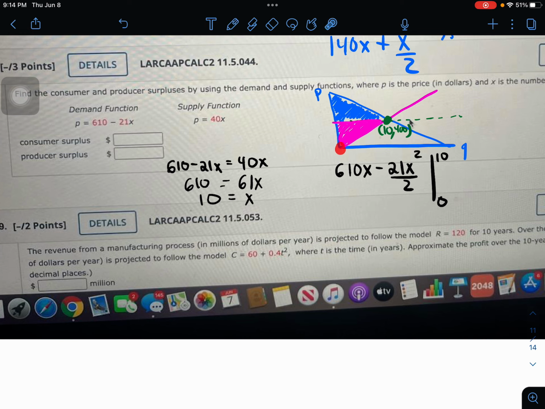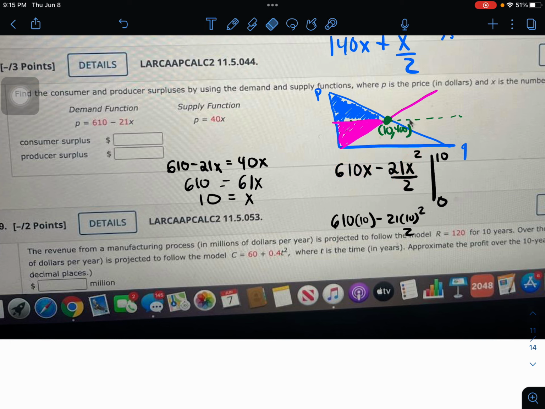That comes from here. That's 0. If I go down, that's 10. So I'm evaluating it from here to here. I'm trying to find that area right there. And just like my last problem, I'm going to put a 10, the upper limit, into my x's. So I'm going to put a 10 right there. It's going to be 610 times 10 minus 21 times 10 squared divided by 2. And then I'm going to subtract out, and I'm going to put a 0 into my x's. But if I do that, that zeroes out, and it's just minus 0. So I don't even have to write it.